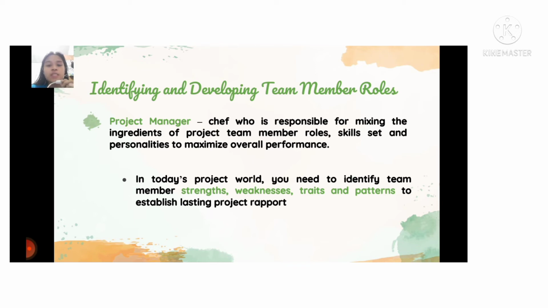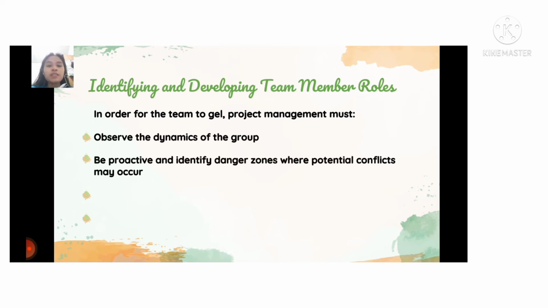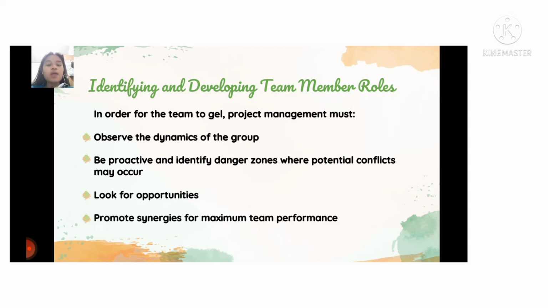So the main role of a team leader here is to provide a team with direction and support. They're also responsible for delegating the tasks. To effectively lead the team, a team leader must outline not only the team's main objective, but the tasks that each employee is responsible for. In order for the team to gel, project management must observe the dynamics of the group, be proactive, and identify danger zones where potential conflicts may occur, look for opportunities, and promote synergies for maximum team performance.